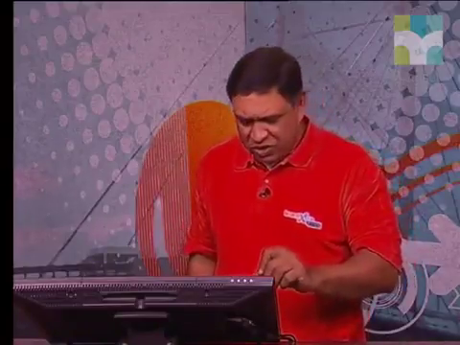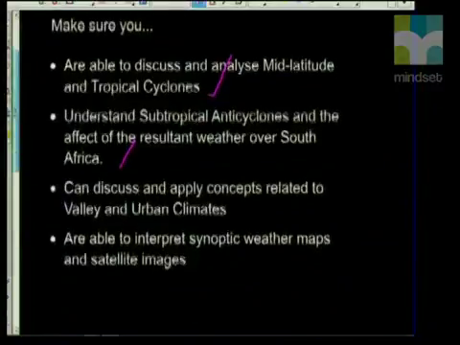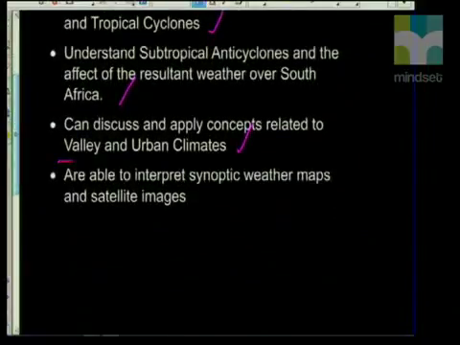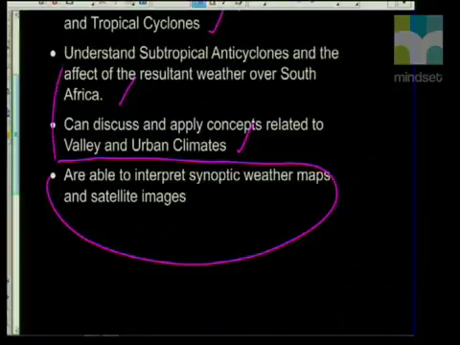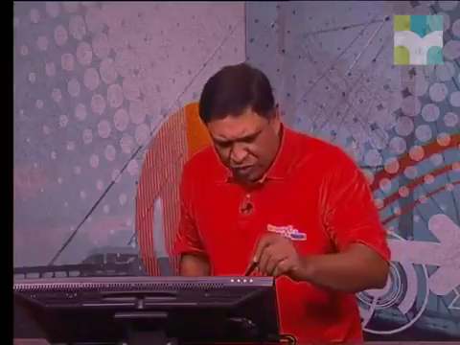Once again, learners, just to go quickly through the checklist, what you need to look at. We're going to discuss the mid-latitude and tropical cyclones under climate, your broad headings. Also the subtropical anticyclone, valley and urban climates, and integrating the synoptic maps in all of these sections. You'll have noticed from the papers and the exemplars, all these sections come out in all the different questions. None of these sections are left out.